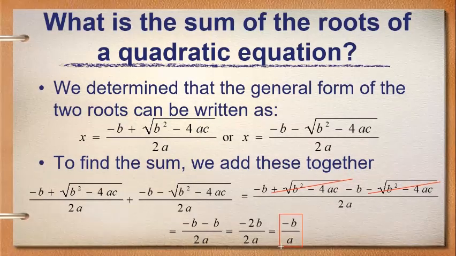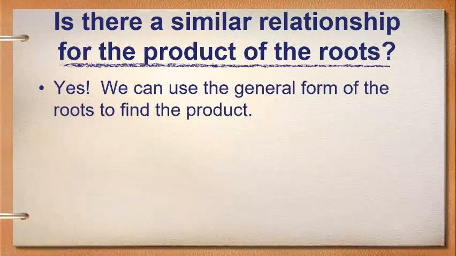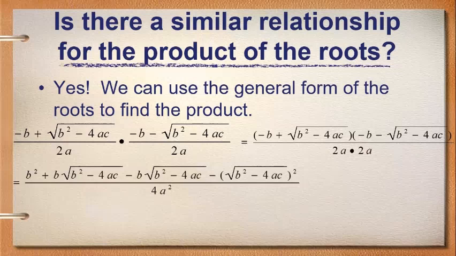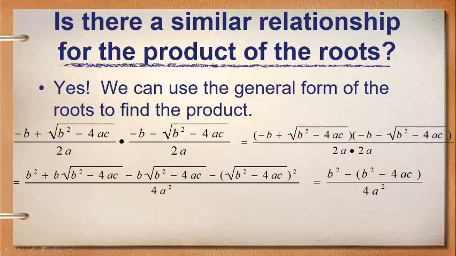Negative b over a. Now, for the product, the same process, but you'll just multiply. Multiply the two, we can use the general form of the roots to find the product. Multiplying the two, we can apply the FOIL method. So here is the solution. By that, we multiply the two using the FOIL method. Then from here, we can cancel out this one since these are opposite. Then we have b squared minus b squared minus 4ac.